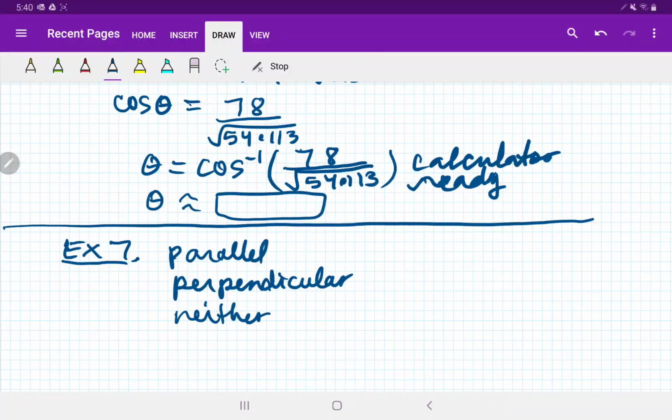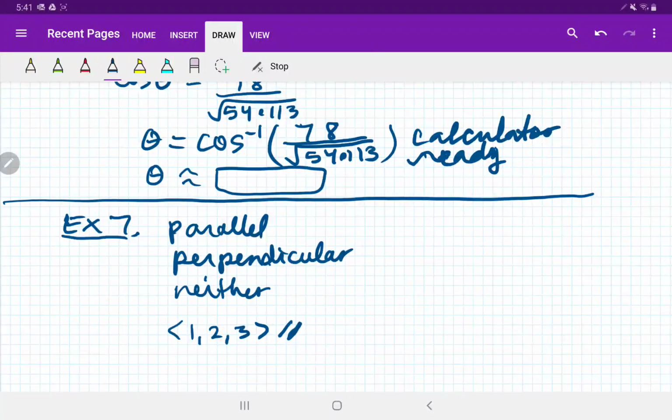So how do I tell if 2 vectors are parallel? Let me write a vector down. 1, 2, 3. What would that be parallel to? That's just my abbreviation for parallel. It looks like 2 parallel lines. What would it be parallel to?